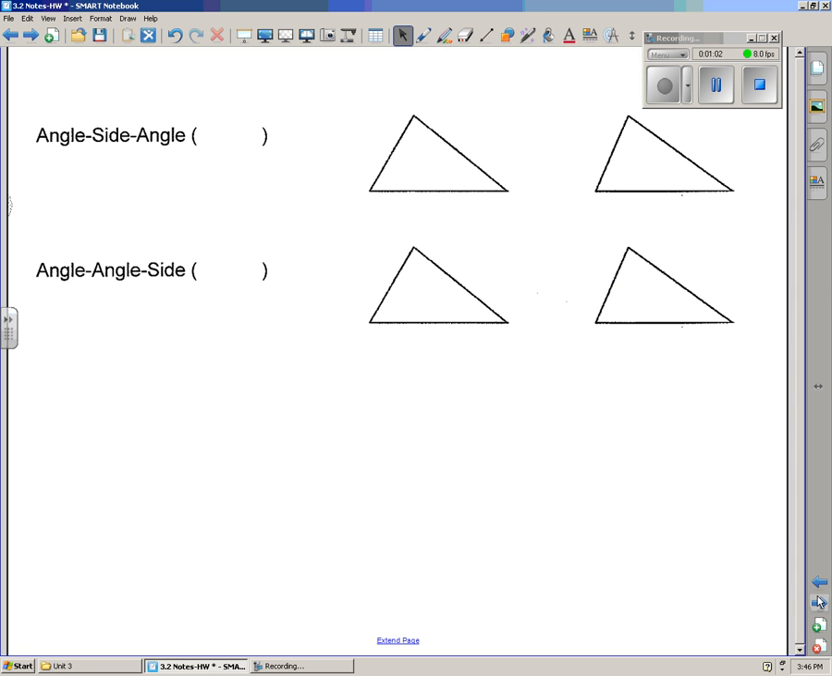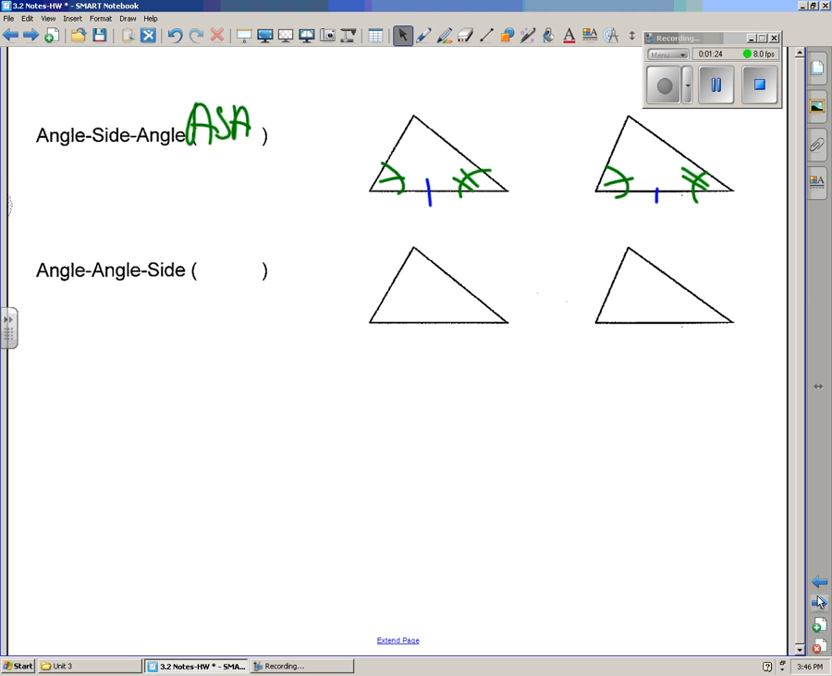Angle, side, angle. Notice how the side is in between the 2 angles. The abbreviation is ASA, which means if you choose any 2 pairs of angles, marking them congruent, then the side must be in between those 2 angles marked congruent. That's the only way to show an ASA.